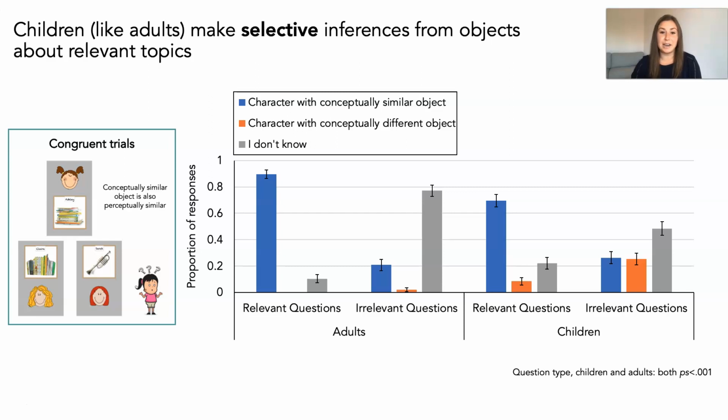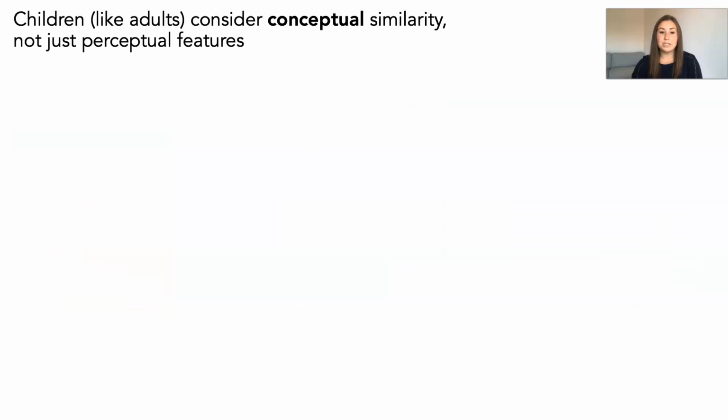Children also selected the character with a conceptually similar object more when asked about relevant topics like shared interests that could be inferred from objects. But when asked irrelevant questions, children did not systematically select either character and most often reported that they did not know. This shows that children don't infer that people with similar objects are similar on any given dimension, and they have a meta understanding that they can't make unwarranted social inferences from objects. We also found evidence suggesting that children use explanation-based reasoning rather than objects' perceptual similarity when making social inferences.